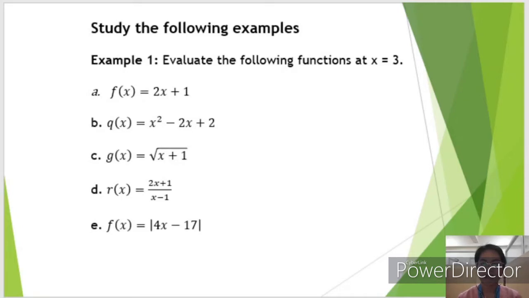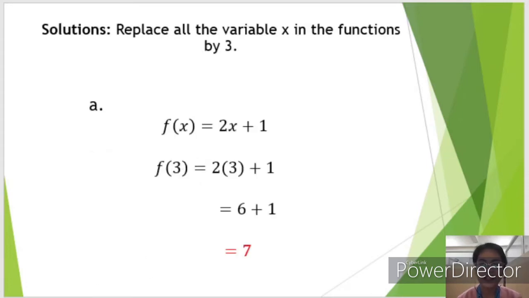Okay, so example. Evaluate the following functions at x is equal to 3. So we have examples A to E. So ang kailangan nyo lang gawin, i-substitute ang 3 sa lahat ng x dito sa function. So let's start. For the letter A, replace all the variable x in the functions by 3. So we have the given function, f of x is equal to 2x plus 1. So ang x dito ay papalitan lang natin ng 3. So magkakaroon tayo ng 2 times 3 plus 1.